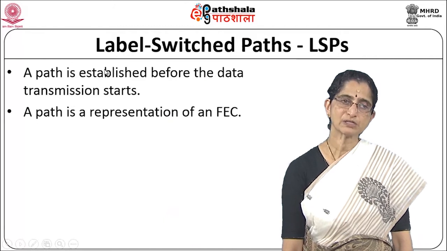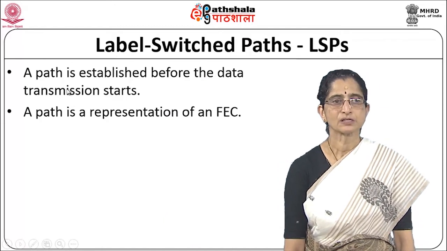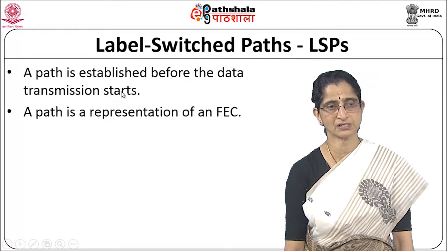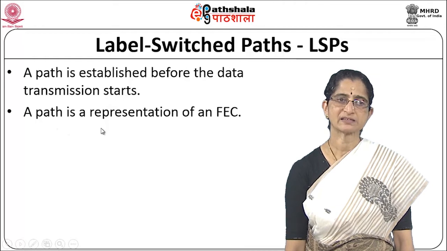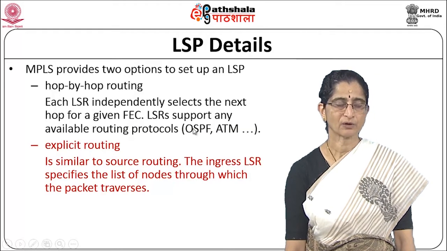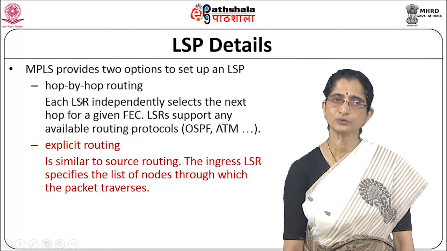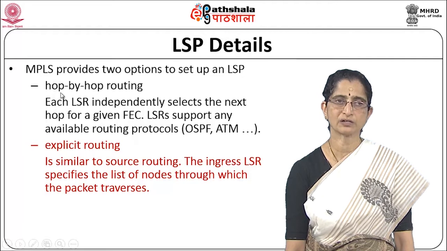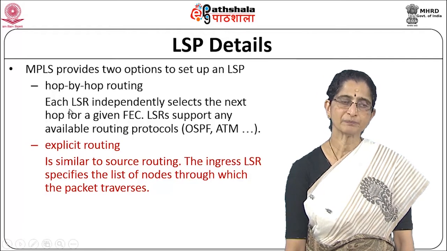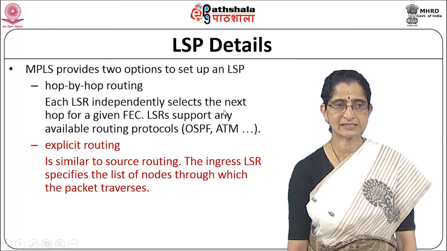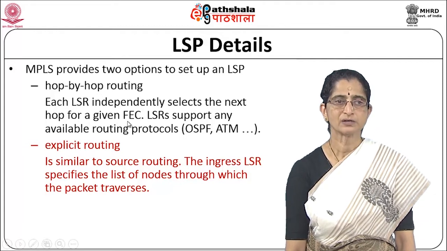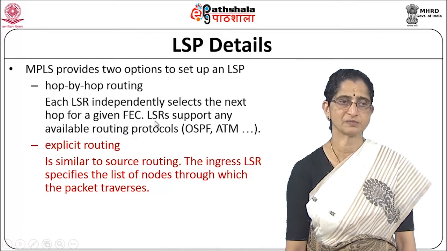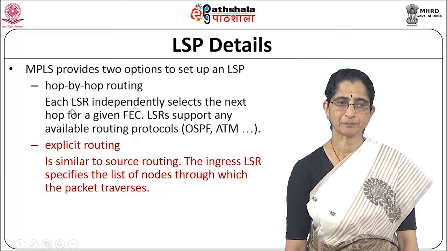So this label switched path that we talked about, LSPs, when exactly is this path established? Obviously it has to be established before the data transmission starts. So a path, you can say, is a representation of an FEC. If you look at how the LSP is set up, MPLS actually provides 2 options. One is called hop by hop routing. Here each LSR independently selects the next hop for a given FEC. LSRs support many available routing protocols, OSPF, ATM, and so on. So they can use that information and set up the path.